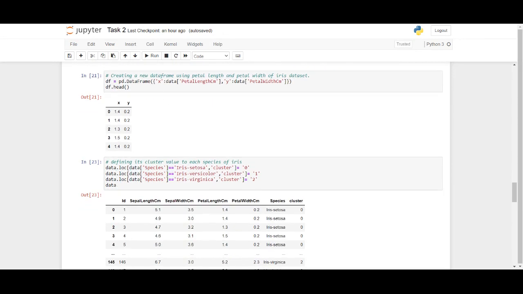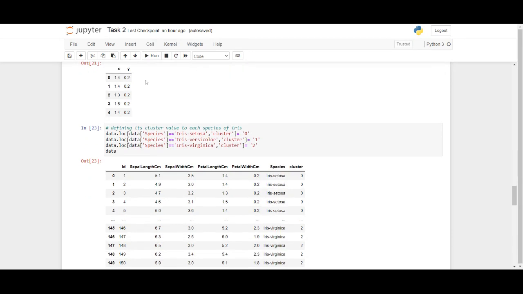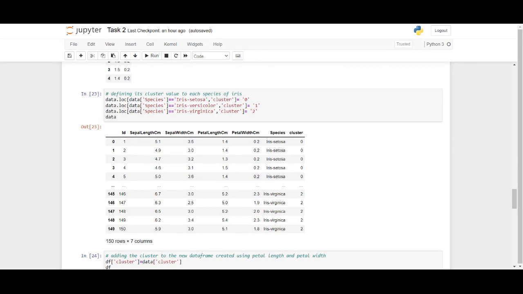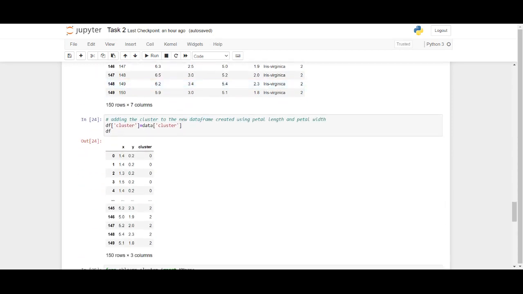Now, creating the new data frame using petal length and petal width of the iris dataset using pd.DataFrame. Next, defining its cluster value to each species of the iris dataset. Cluster 0 is iris setosa, cluster 1 is iris versicolor, cluster 2 is iris virginica. Next, adding cluster to the new data frame created using petal length and petal width.